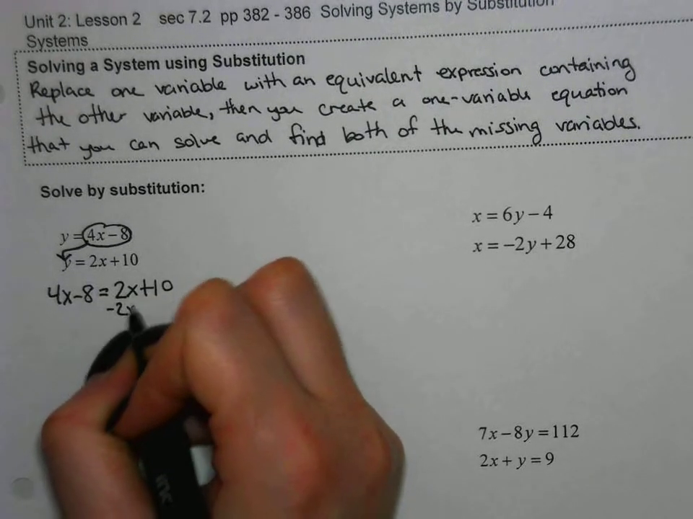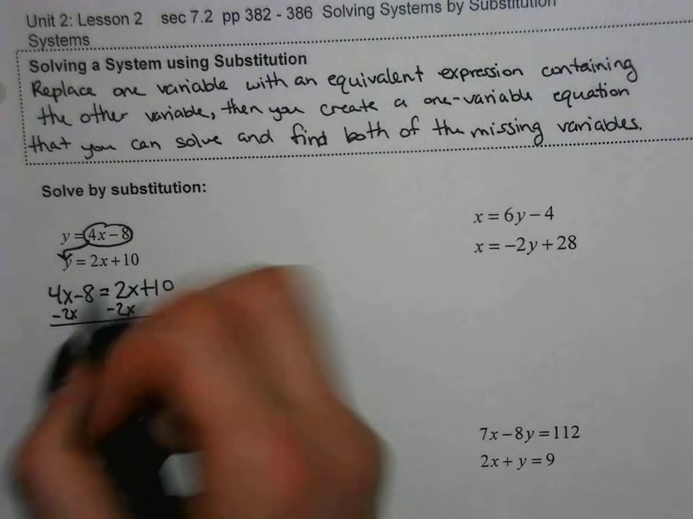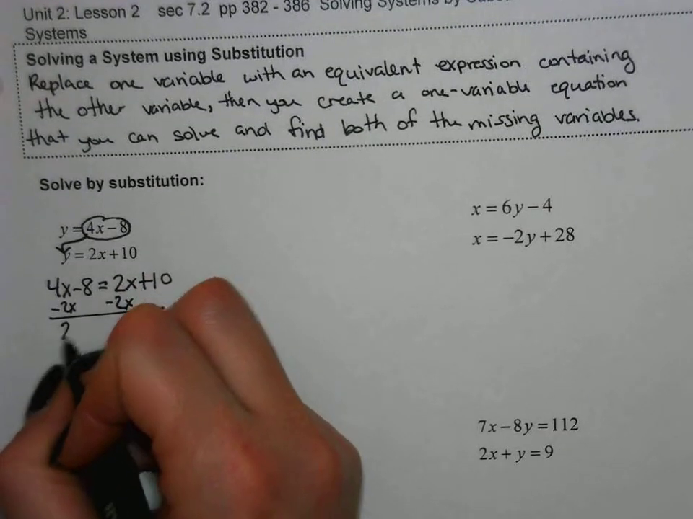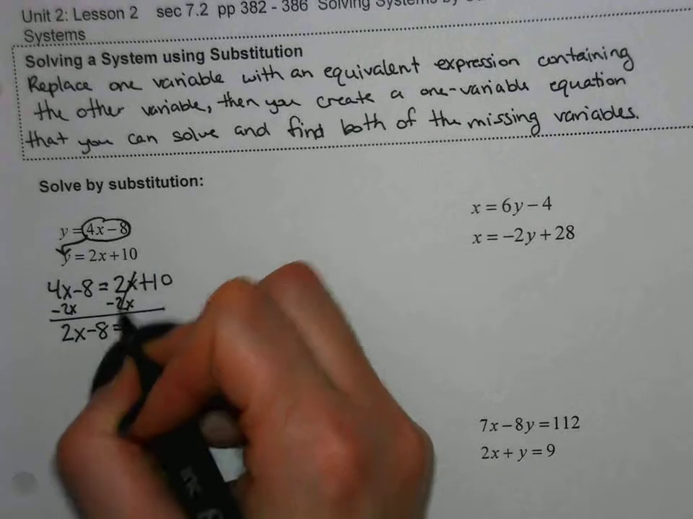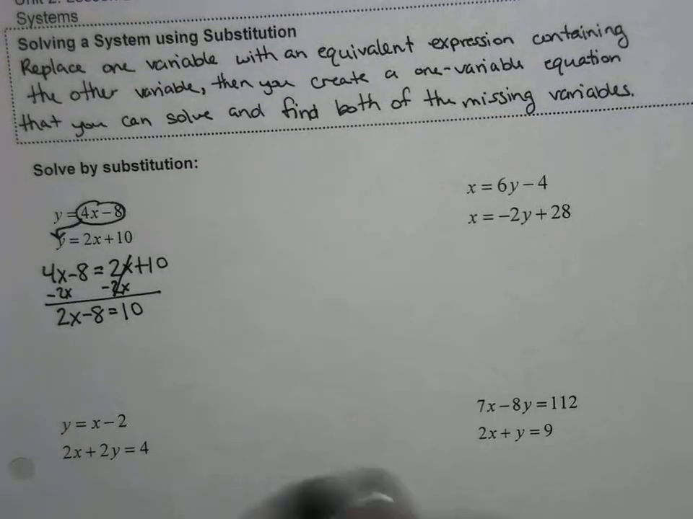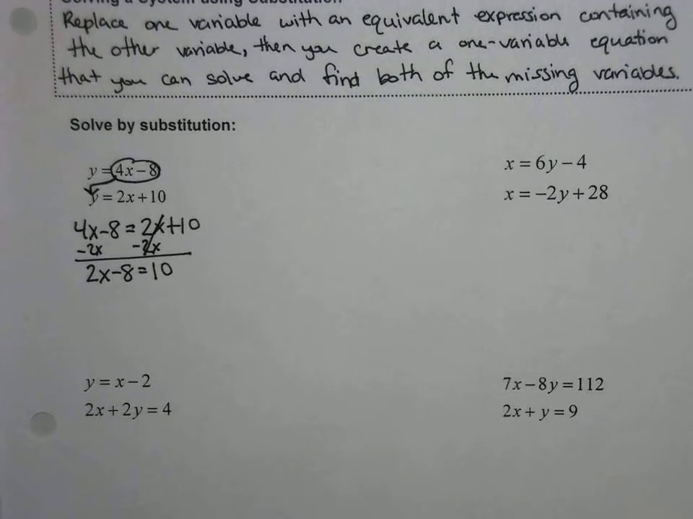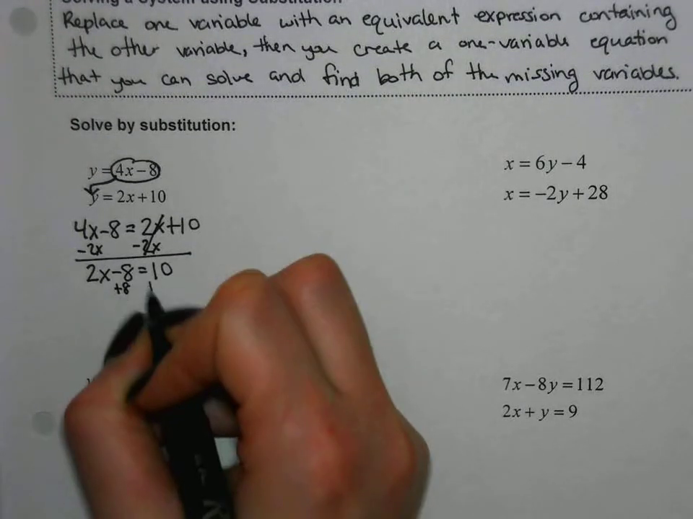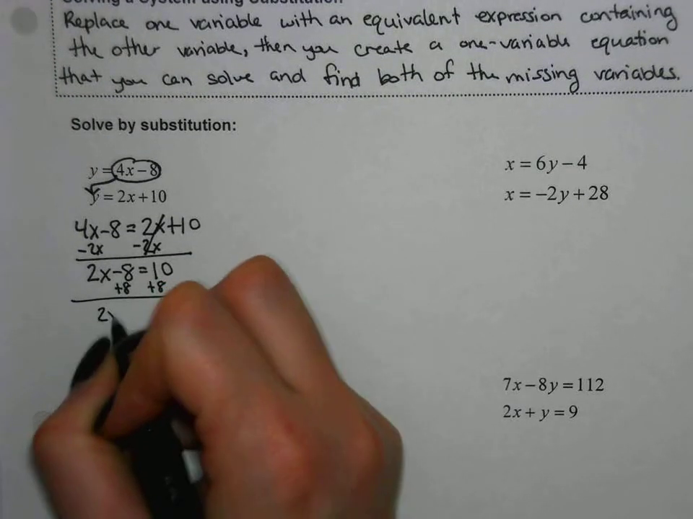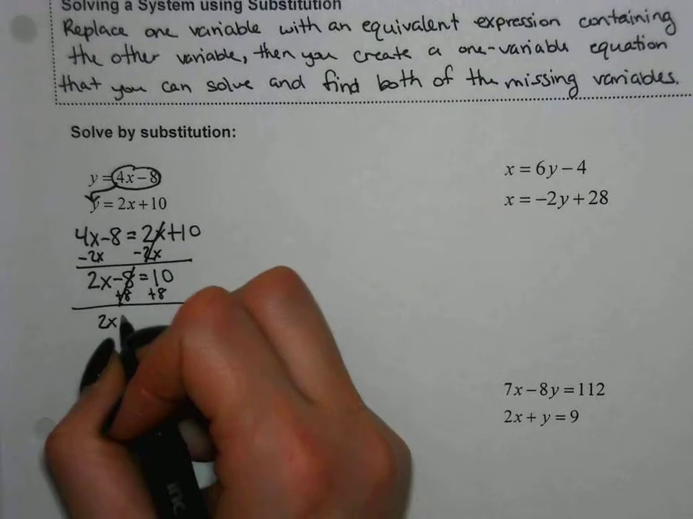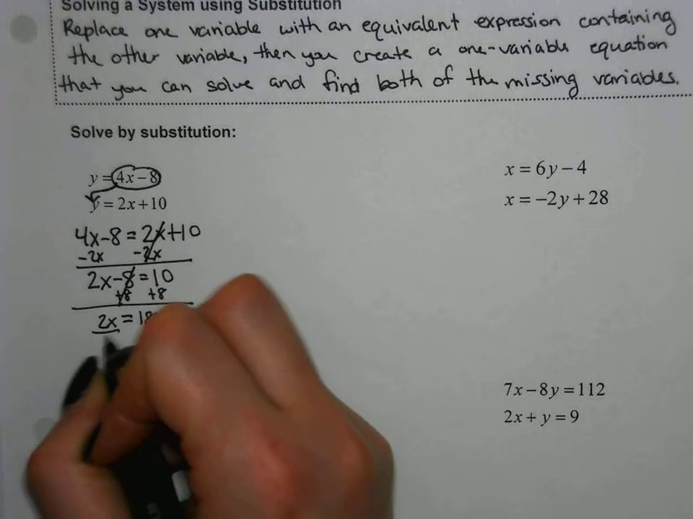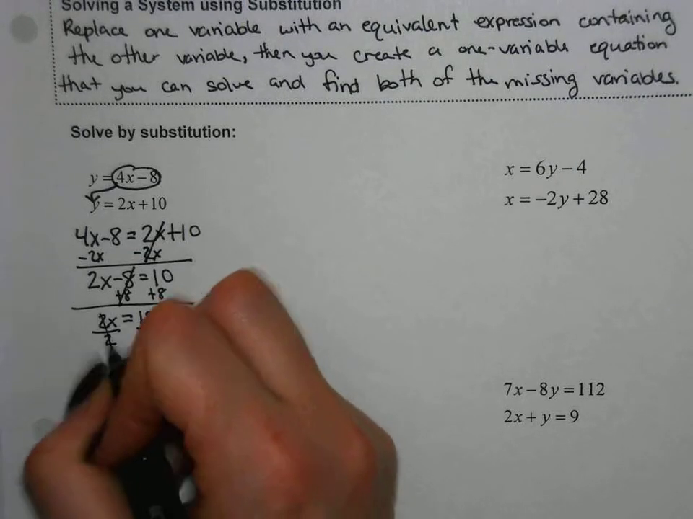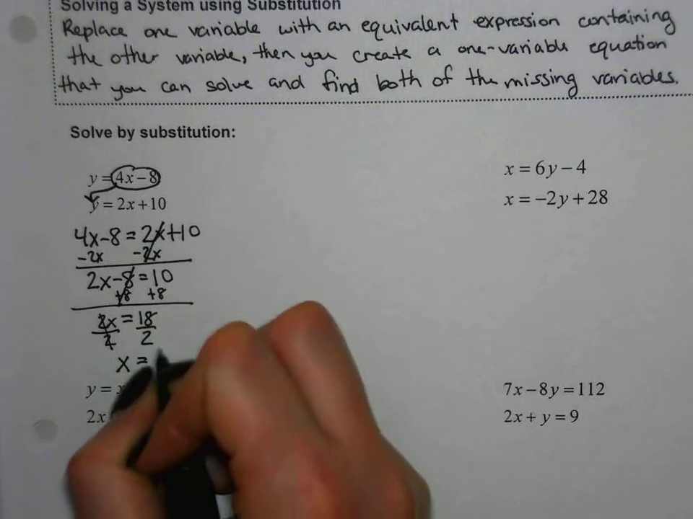So I'm going to subtract 2x from both sides of the equal sign. 4x minus 2x is 2x, minus 8 equals 2x minus 2x is 0, equals 10. So I'm going to add 8 to both sides of the equal sign. So 2x, negative 8 plus 8 is 0. 10 plus 8 is 18. Divide both sides by 2. 2 divided by 2 is 1, so x equals 9.